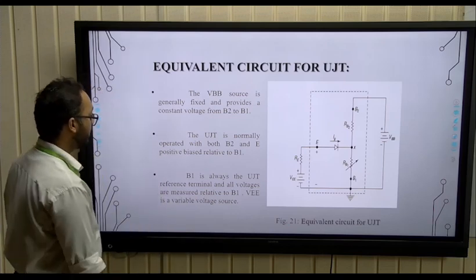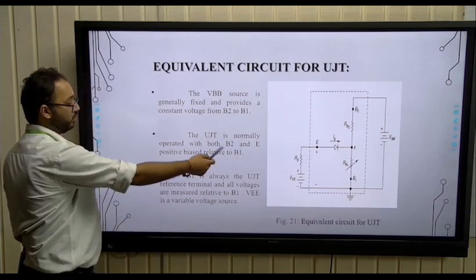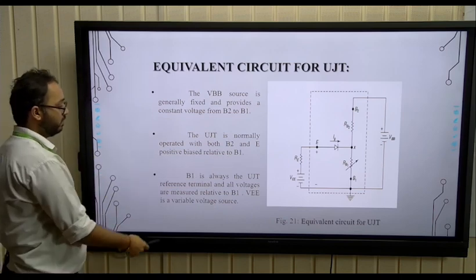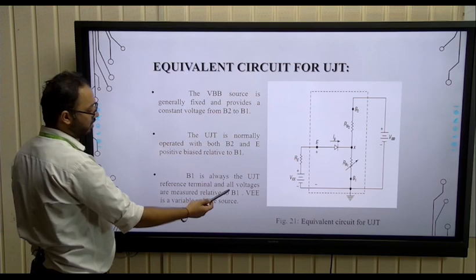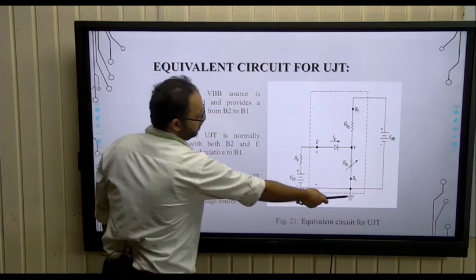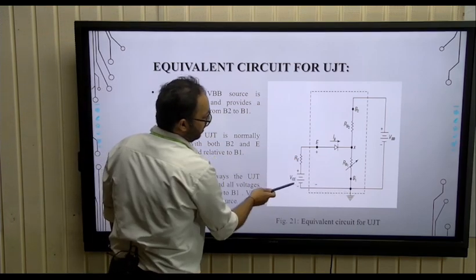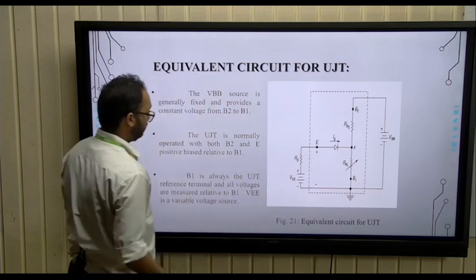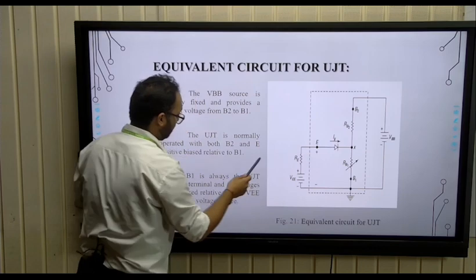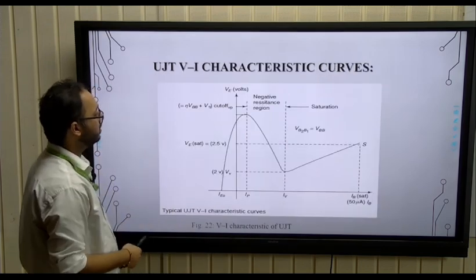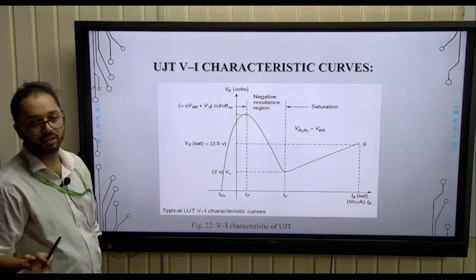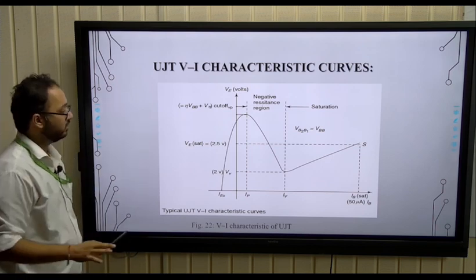The UJT is normally operated with both B2 and E positive biased relative to B1. B1 is always the UJT reference terminal, that is this one. This is always the reference. We are applying voltage to this and this, referring to this point. This is how the VI characteristics of it look like. You need not go deep into this because it is not that much in your course.